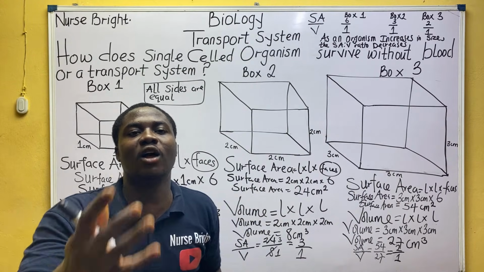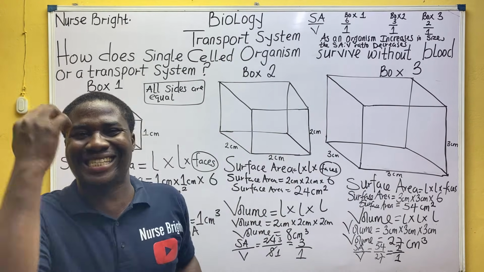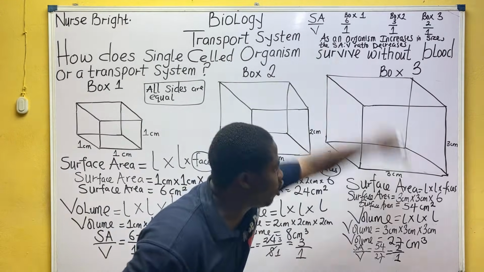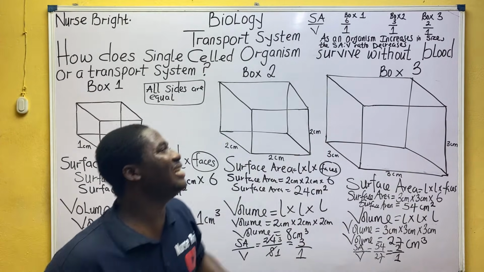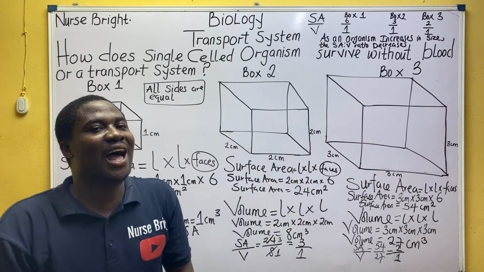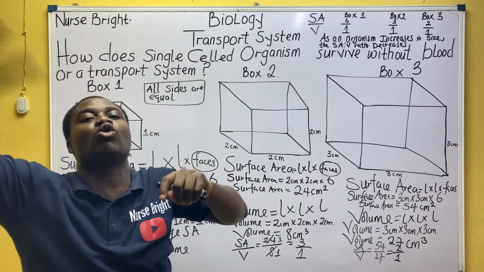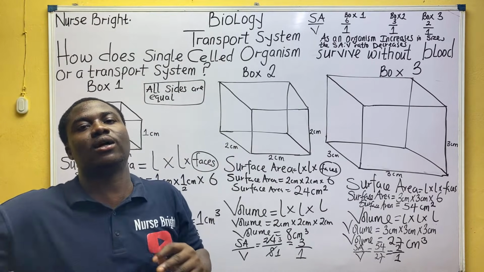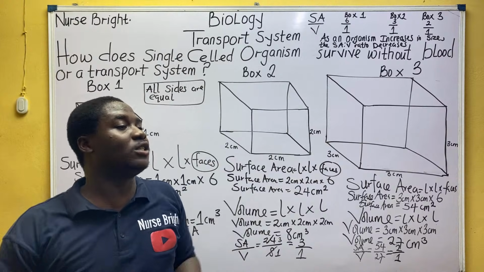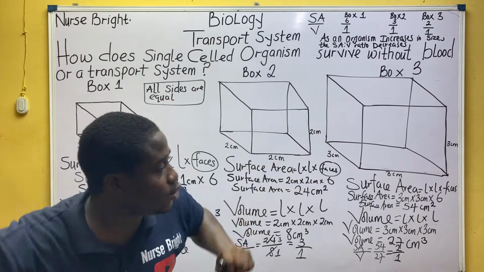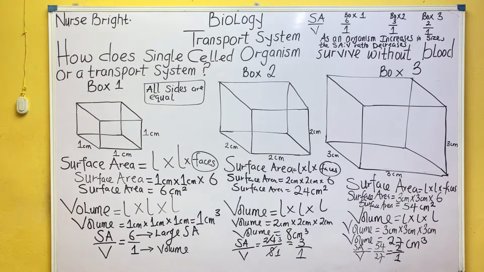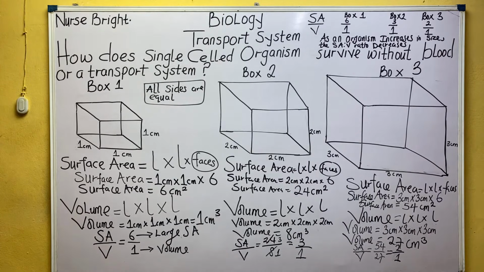That is why the biological solution to this is that the cell will divide. So this box will divide. When it divides, it becomes smaller, so it divides into two. Do you understand? They call it cell division. It divides into two or into different parts. So it just divides to become smaller. That's the solution to this problem.